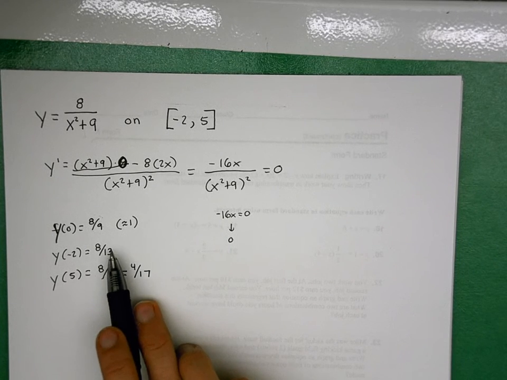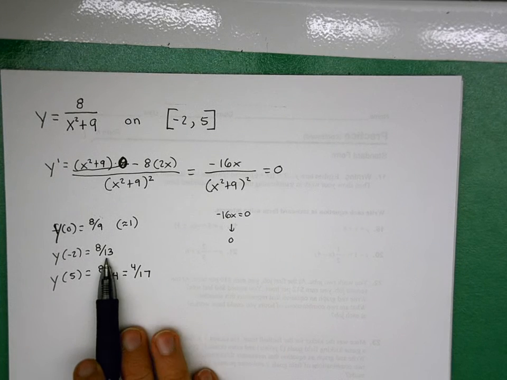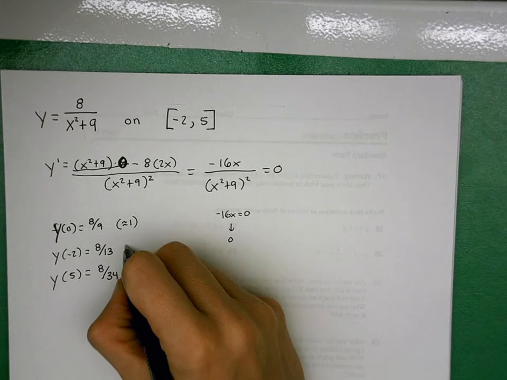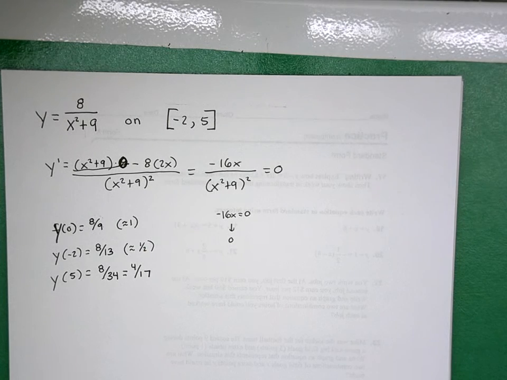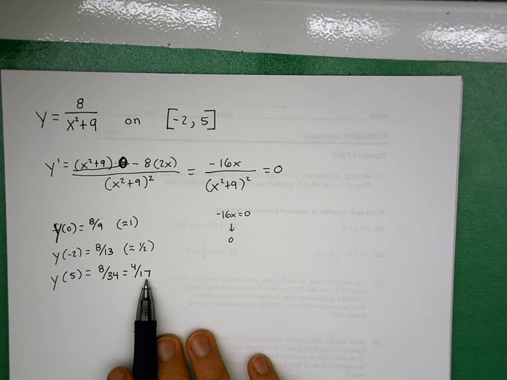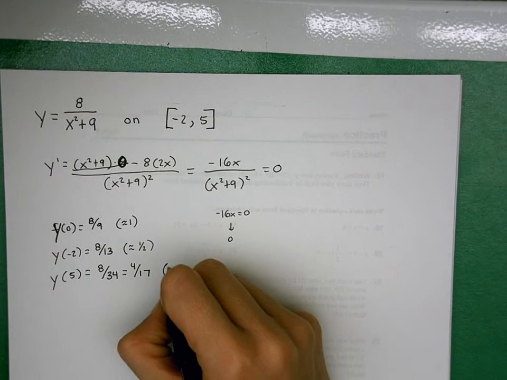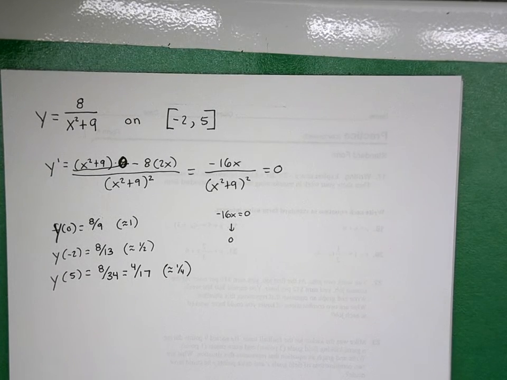8/13, while close to 1, as in it is more than halfway, it's actually closer to the halfway mark than it is to 1, right? Think about what half of 13 is. Half of 13 would be like 6.5. 6.5 is pretty close to 8, so this is actually probably a little bit closer to 1 half than it is to 1. And 4/17 is less than 1 half for sure. Half of 17 would be 8.5. And we're at 4. And so this is kind of close to a fourth of it. Right? If you think about 4/16, that would be 1 fourth.